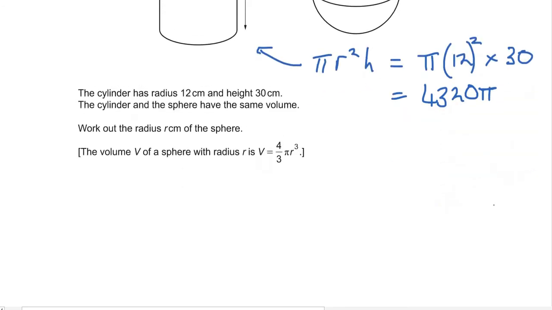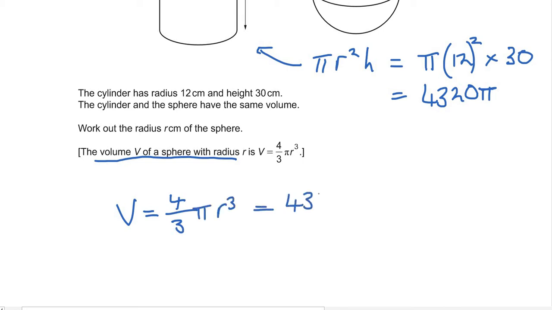Right, and we're told that the cylinder and the sphere have the same volume, and we're told the volume of a sphere here. So the volume of the sphere, which equals 4/3 pi r cubed, equals 4,320 pi. Well, straight away we can cancel off the pi's. Right, and now what can we do?